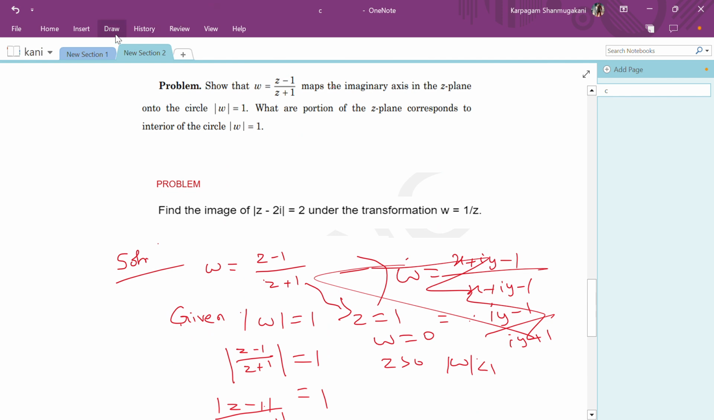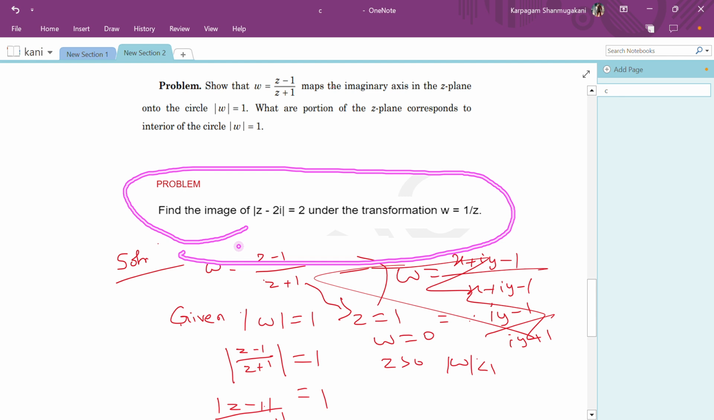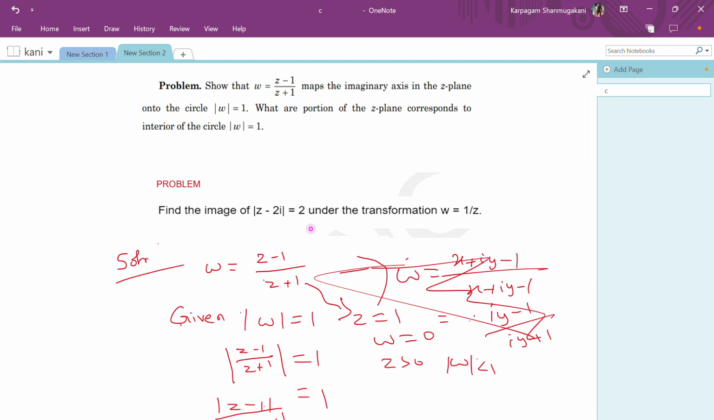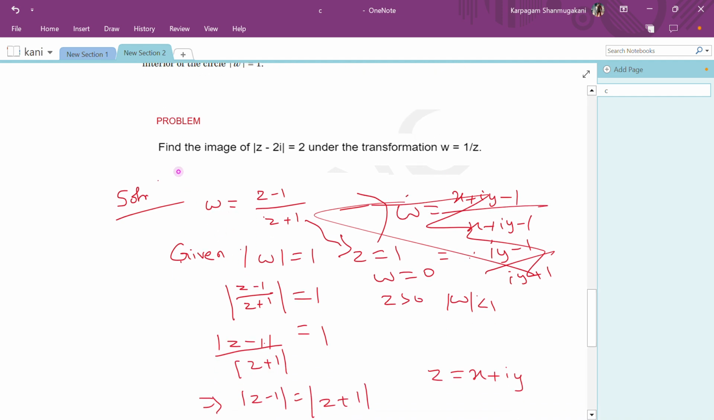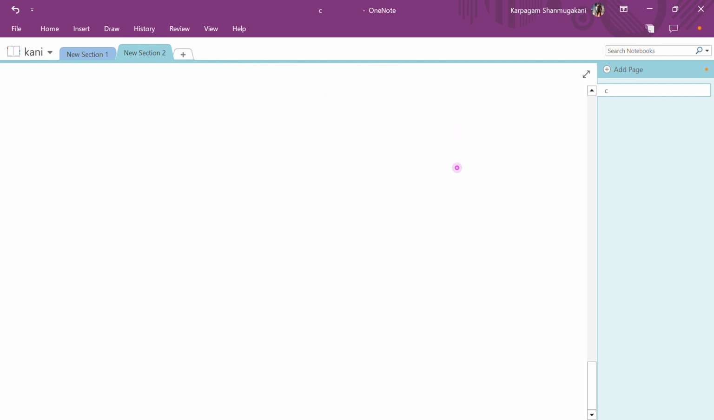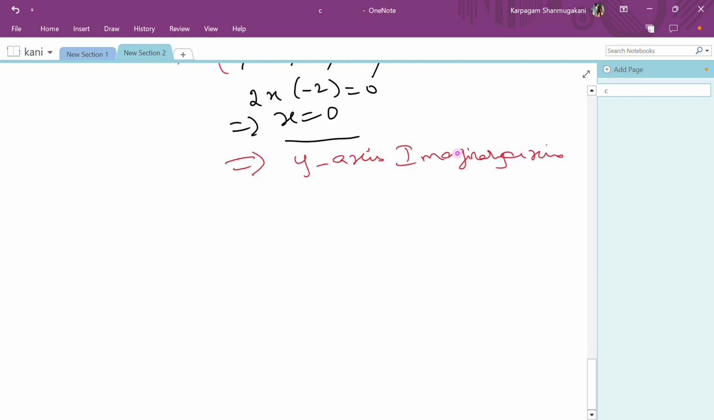So first problem is over. Second problem. What is the second problem? Find the image of modulus of z minus 2i equal to 2 under the transformation w equal to 1 by z. So what is the transformation? Here the transformation is w equal to 1 by z.